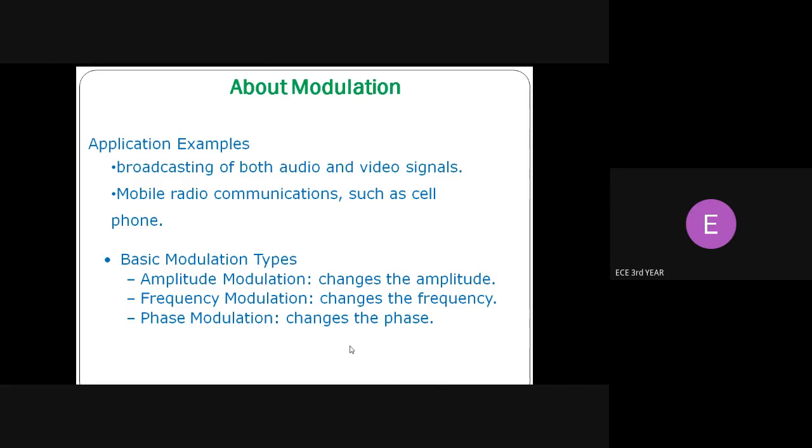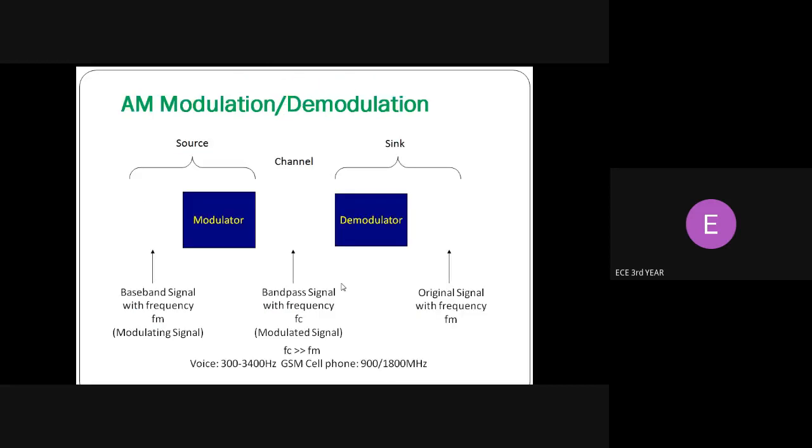With these types only, we transmit a message signal to the receiver side. Right. So we go to the next slide. Here this is the basic block diagram.